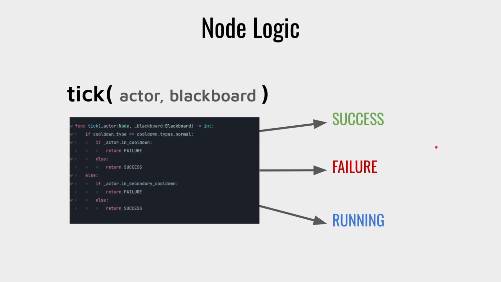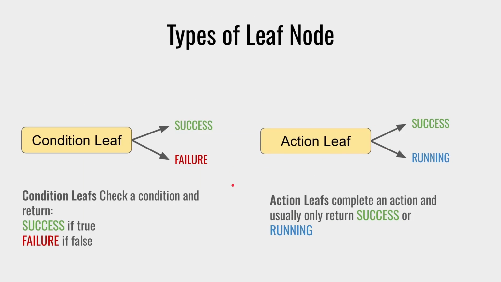But what are they returning? So every time you run one of these nodes, they're going to go through this tick function, and they're going to either return success, failure, or running. And they have these two things, an actor and a blackboard, and we'll talk about that later as well.